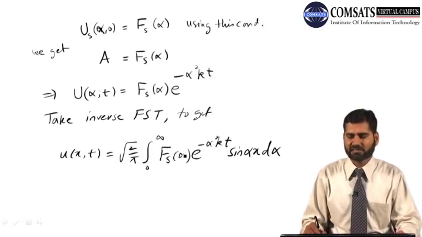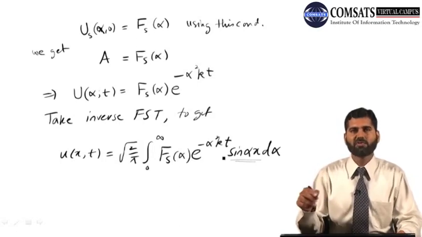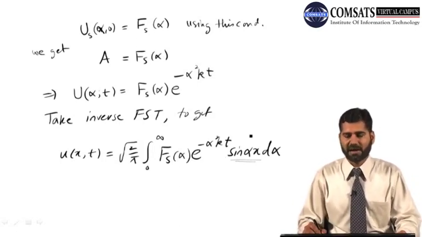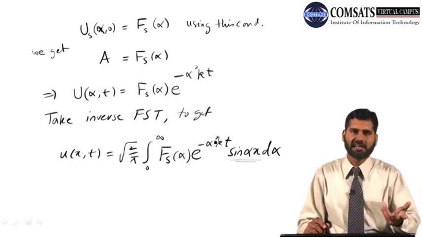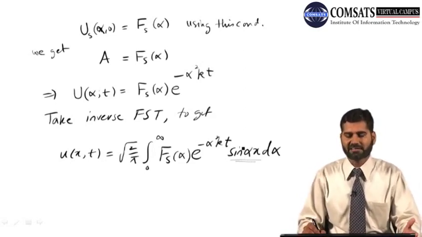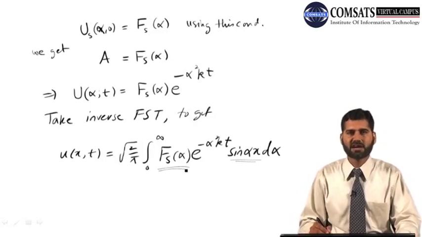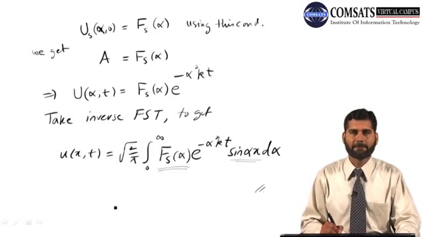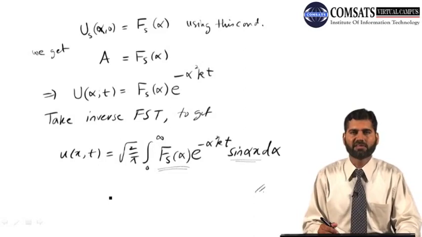But if you want to simplify your answer, you may write sine as the imaginary part of e to the iota alpha x, and then you can combine e to the iota alpha x and e to the minus alpha square kt and simplify a little as we did in the previous example. But if you don't want to write it as e to the iota alpha x, then stop here, because if F_s alpha is not known, I cannot solve it any further. All right, so I got the solution in integral form. If F_s is given to me, we will be able to further solve this integration and get the answer.